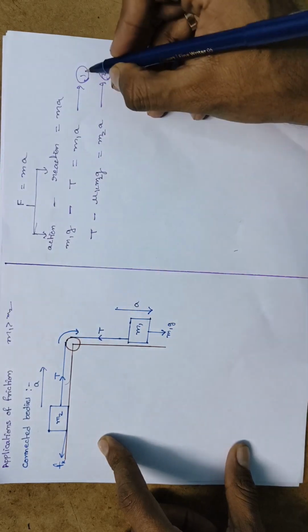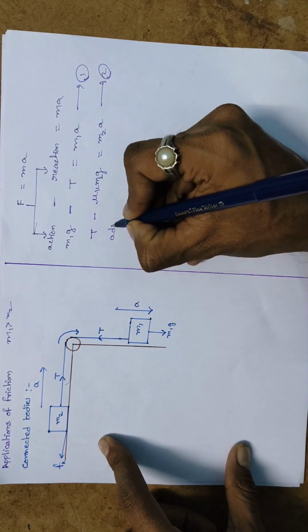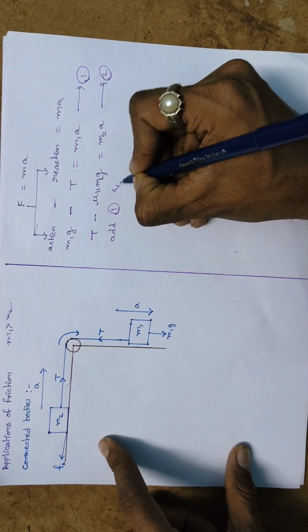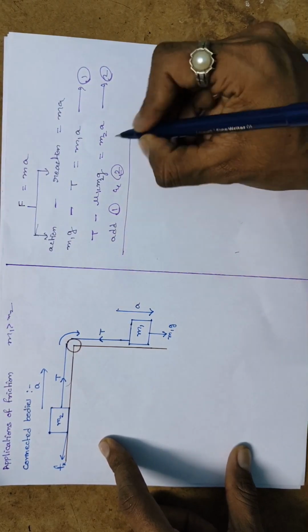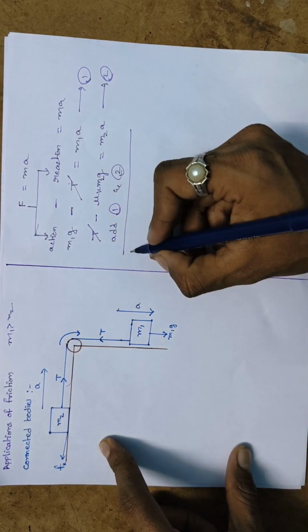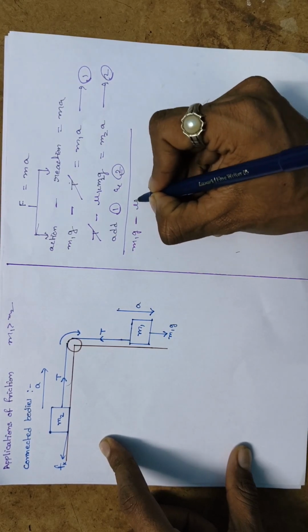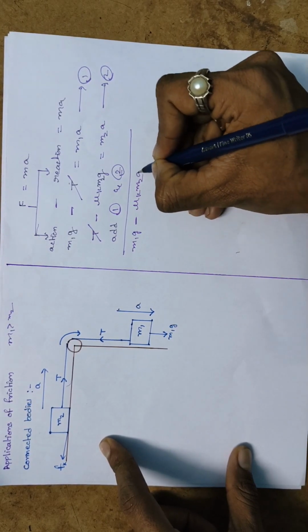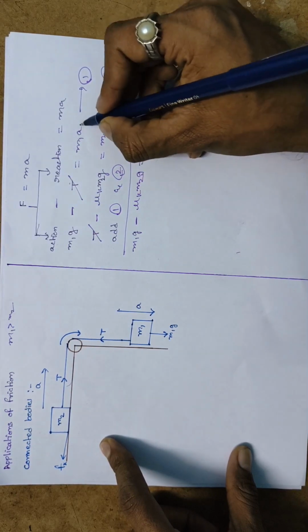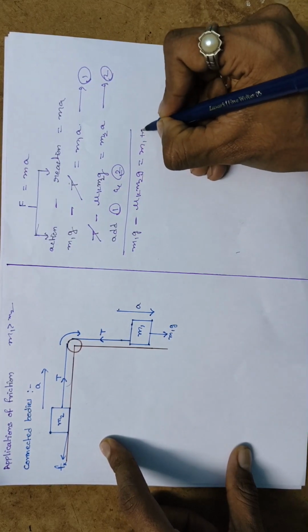As usual, add equation 1 and 2. What will happen? Minus T plus T cancel. What is the remaining left side? m1g minus mu k m2g is equal to m1 plus m2 into a.